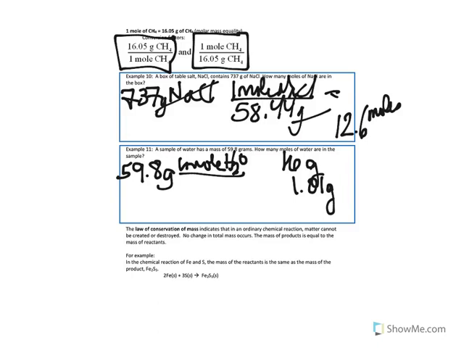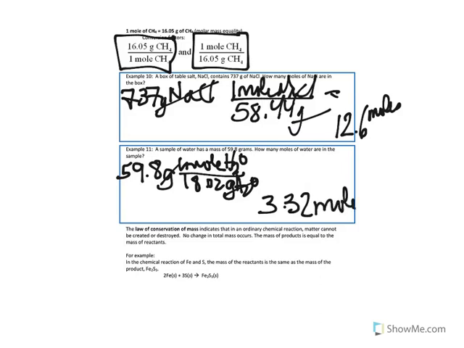There are how many hydrogens in a molecule of water? There are 2, so it would be 1.01 times 2, which is 2.02, plus 16 gives us a total of 18.02 grams of water in 1 mole. So if we plug this into our trusty calculators, 59.8 divided by 18.02, we will see that there are 3.32 moles of water in the sample.